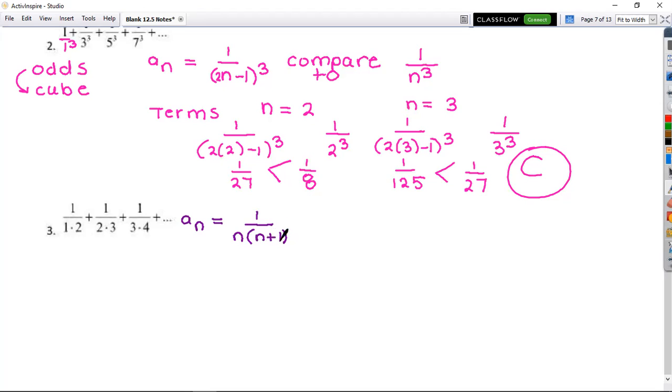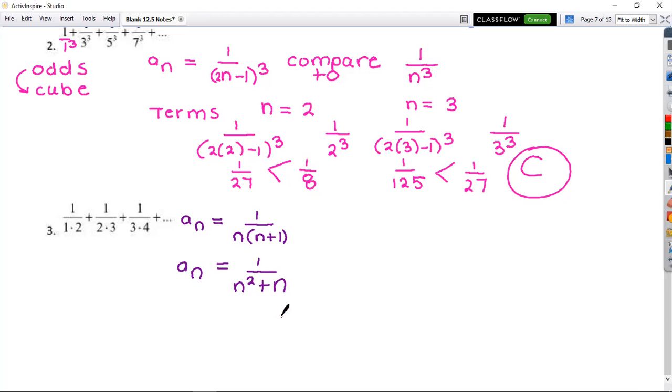Again, sometimes that's the toughest part of these, is getting your formula. So again, I want to give you a ton of practice with that. So this is going to be a sub n equal to 1 divided by, and I'm going to go n squared plus n.